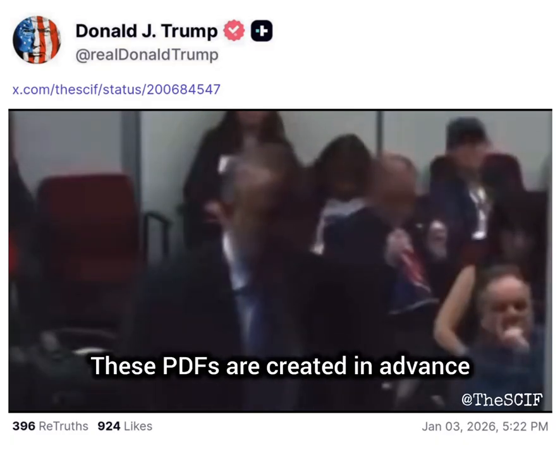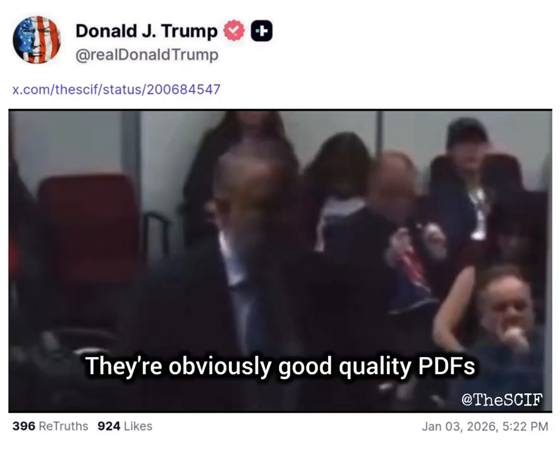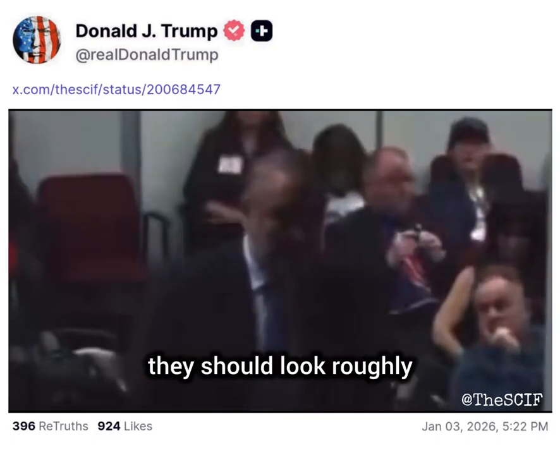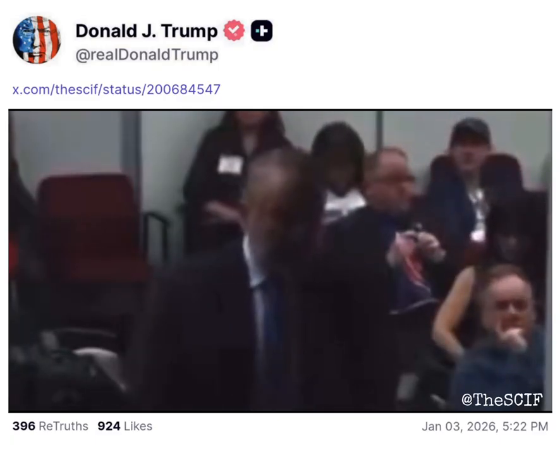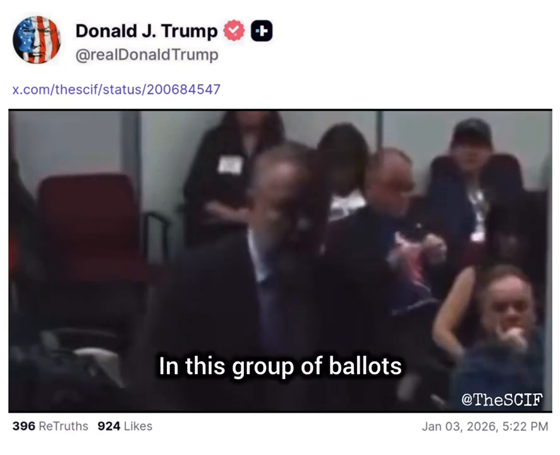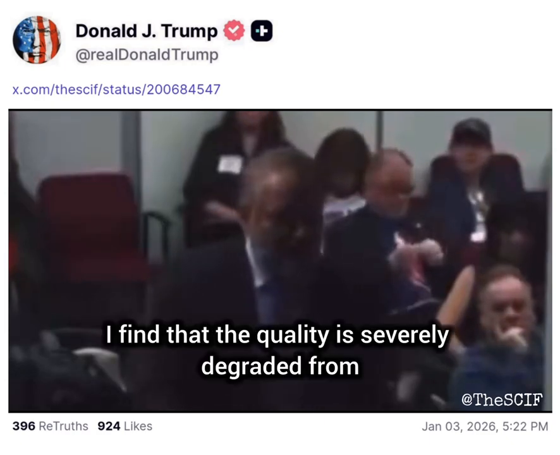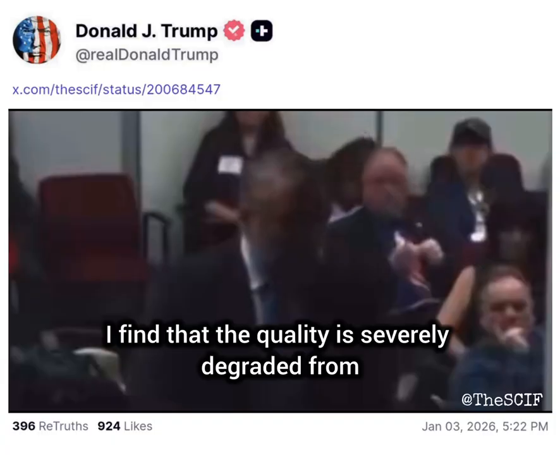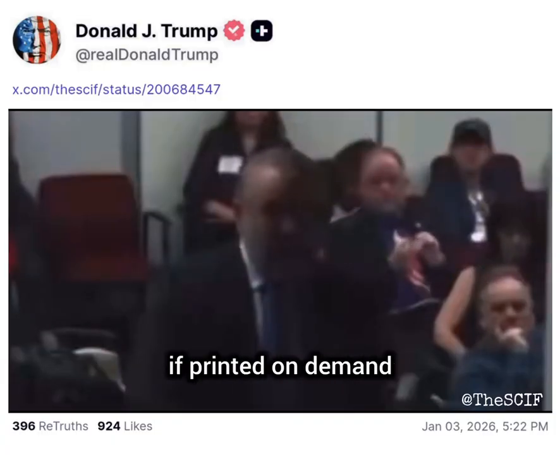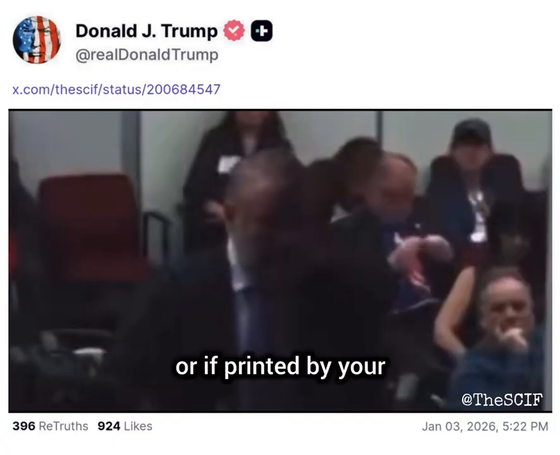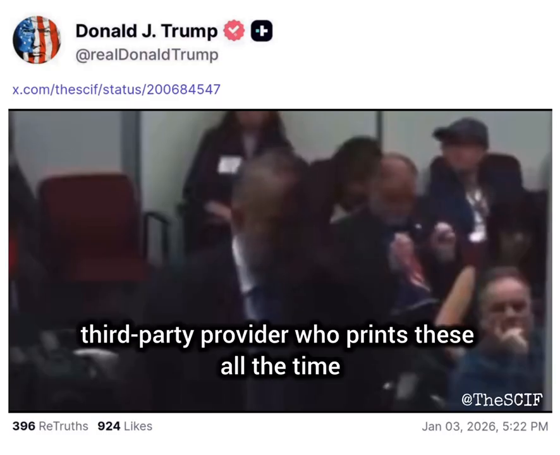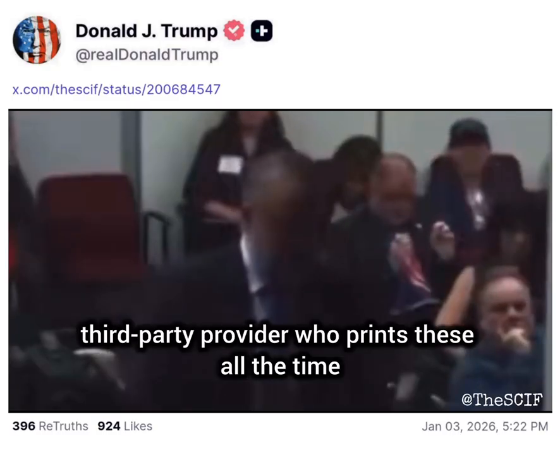So these PDFs are created in advance. They're obviously good quality PDFs, and when they're printed, they should look roughly or exactly the same. In this group of ballots, I find that the quality is severely degraded from what a PDF would be if printed on demand, or if printed by your third-party provider who prints these all the time.